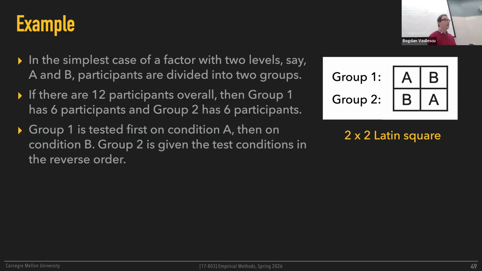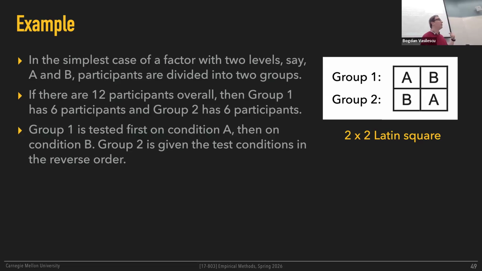So whatever learning effects there are will disappear or will average out between the 2 groups because they will be in opposite directions. That makes sense? So this is called a 2 by 2 Latin square. So this particular design, you're essentially flipping the order in which they do the conditions.